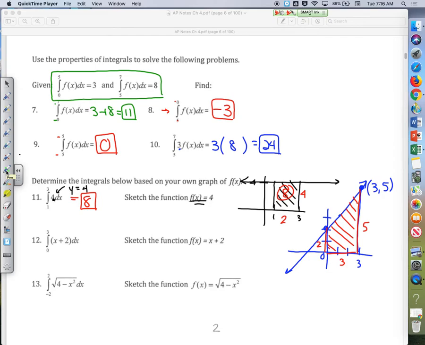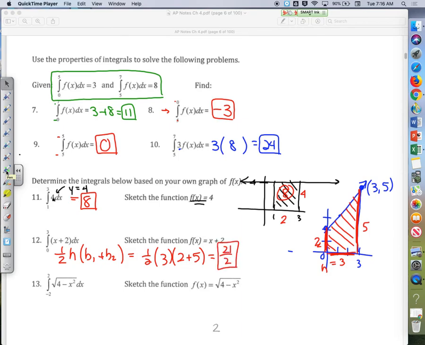So I'm looking at the area of a trapezoid. You really don't need this part of the graph there if that's confusing. So area of a trapezoid is 1/2 the height times the sum of the bases. So 1/2. Now the height's the space between the parallel sides. So those parallel sides are 3 units apart. And then the bases are the parallel sides, which have a height of 2 and 5. So it's going to give me 21 over 2 for that area.